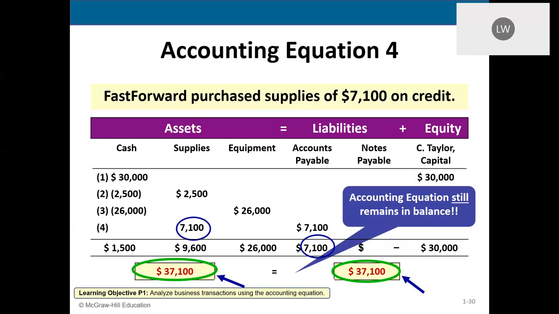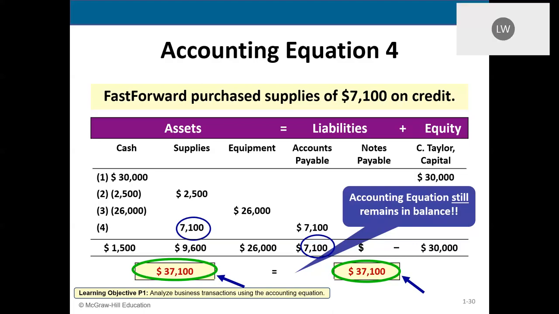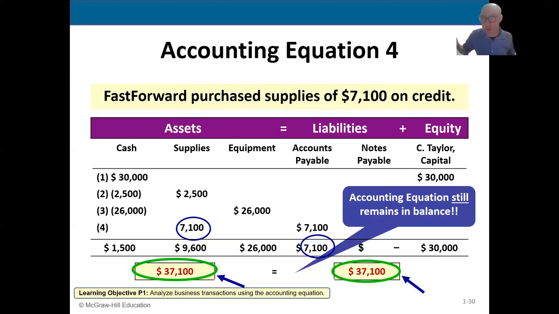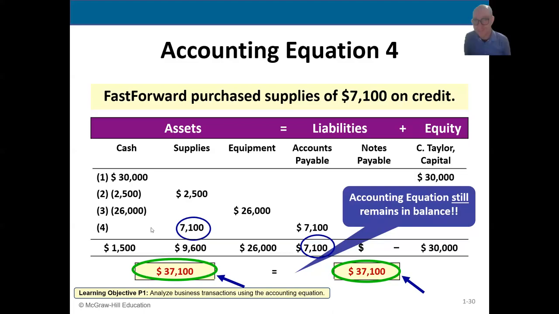You see? Leland, please, I'm just making a comment. If something's out of balance, that just means you put the numbers in wrong or you made a mistake somewhere. That's correct. For whatever reason, if your assets do not equal liabilities and equity, something went wrong. Yeah, exactly. Great point.